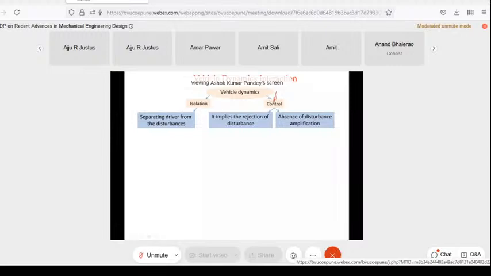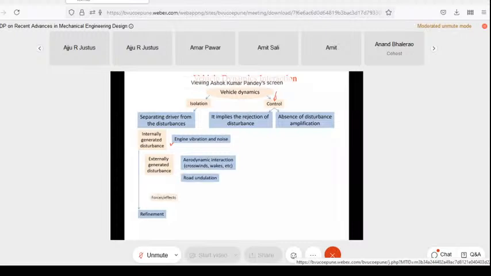So now looking at the case when your driver is separated from the disturbance and the vehicle is under isolation. One of the disturbances that comes up is internally generated disturbance, which is basically due to engine vibration and the noise that is created. Second, externally generated disturbance. These internally generated ones are because of the engine vibration and noise.